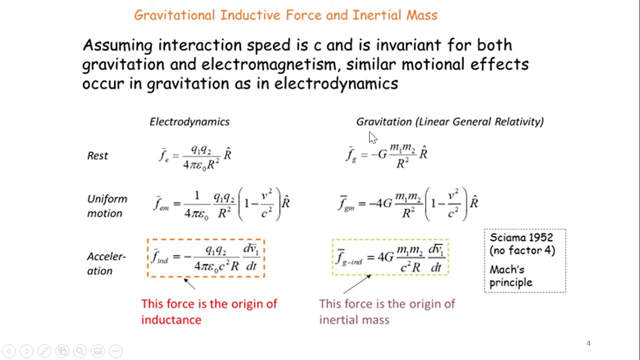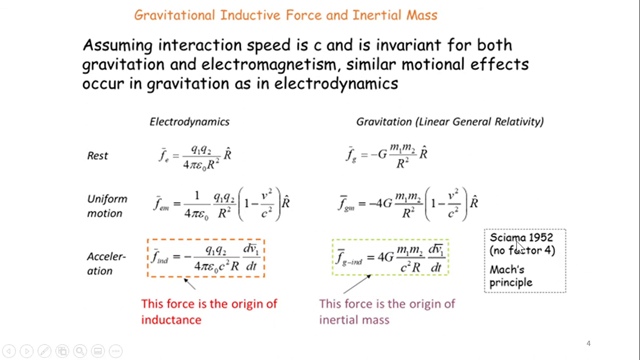If we look at gravitation, we have Newton's gravitational law. We have the same magnetic correction. We have a similar inductive force in case of acceleration. But all forces are in the opposite direction, also the inductive force. So when we accelerate object number 1 here, the v1 dt, then the force on object number 2 is in the same direction as the acceleration. And this is crucial for identifying inductive force as the source of mechanical inertia.